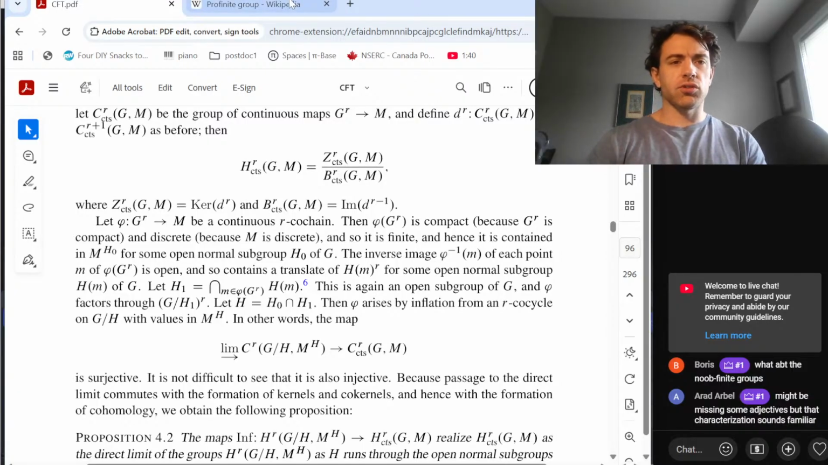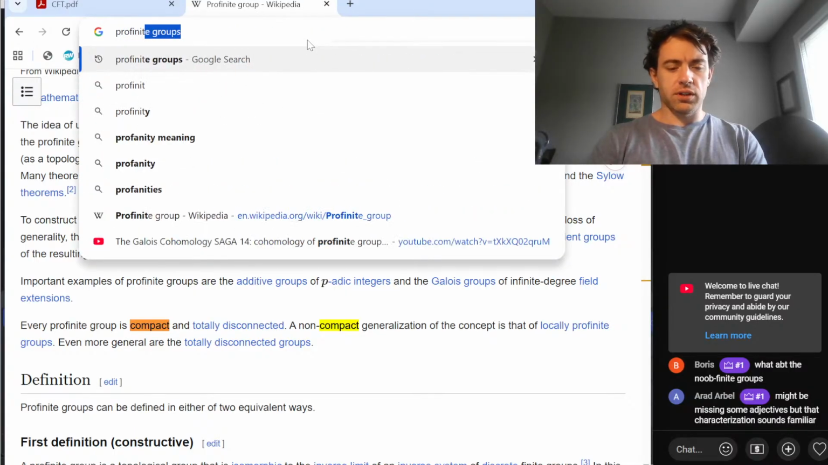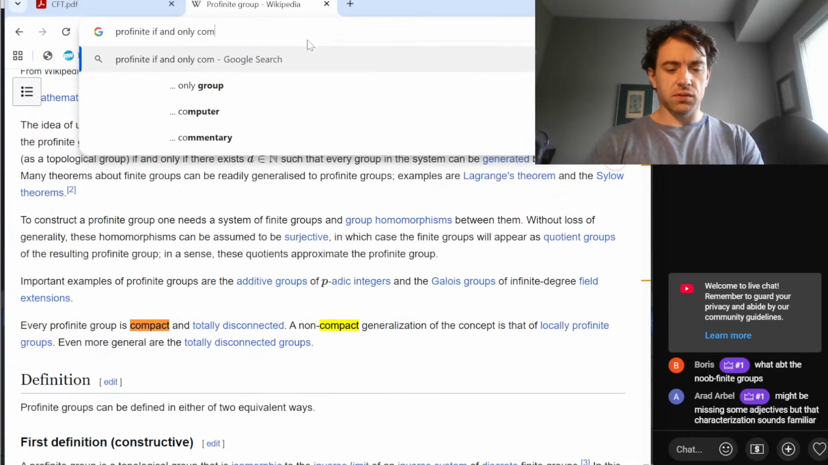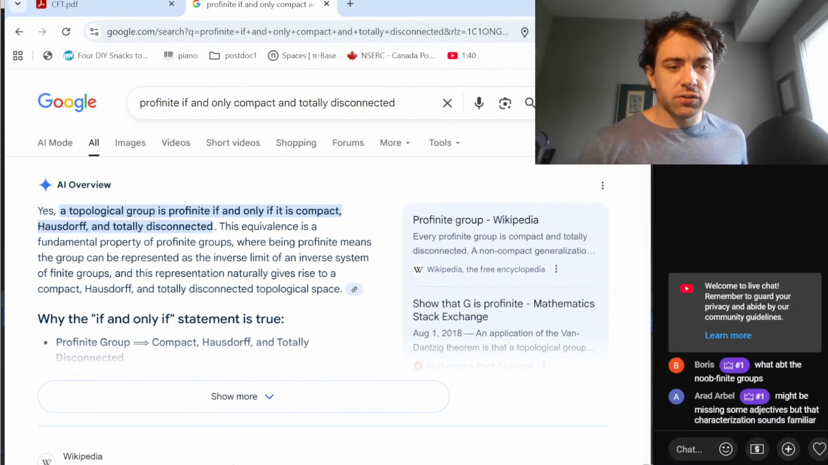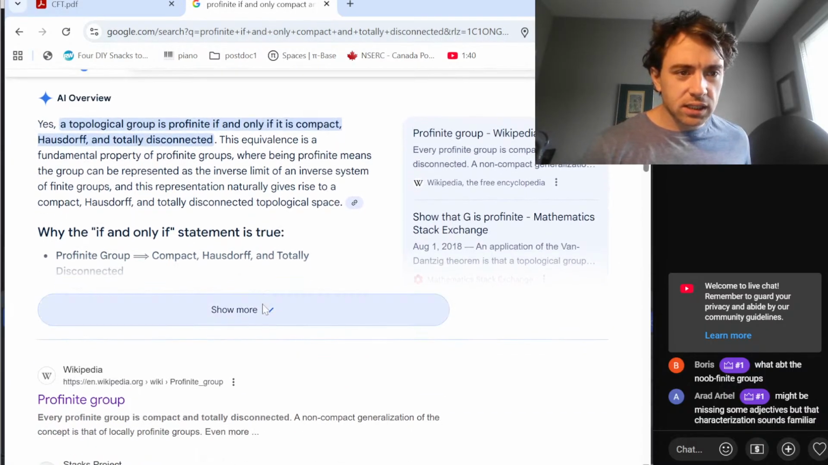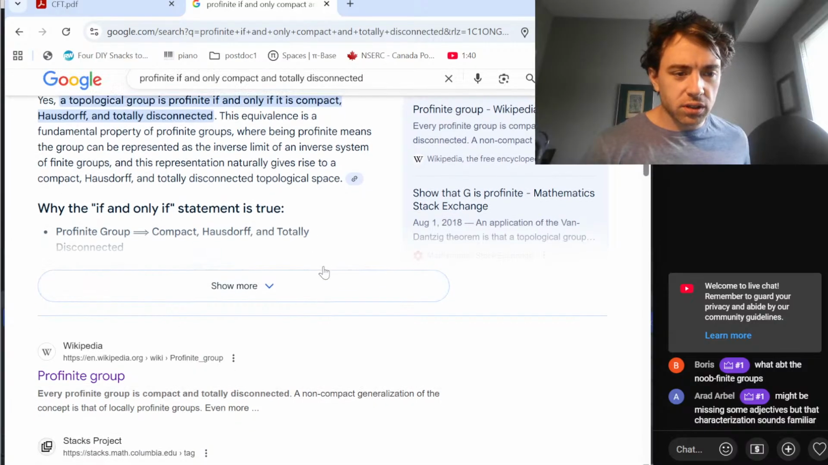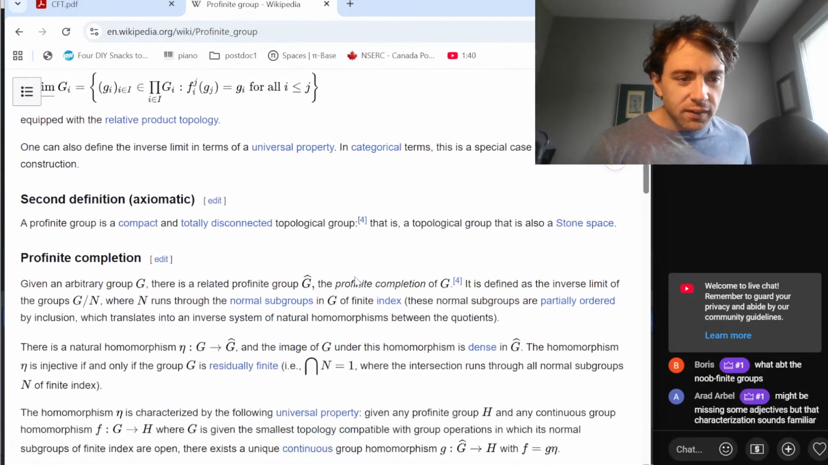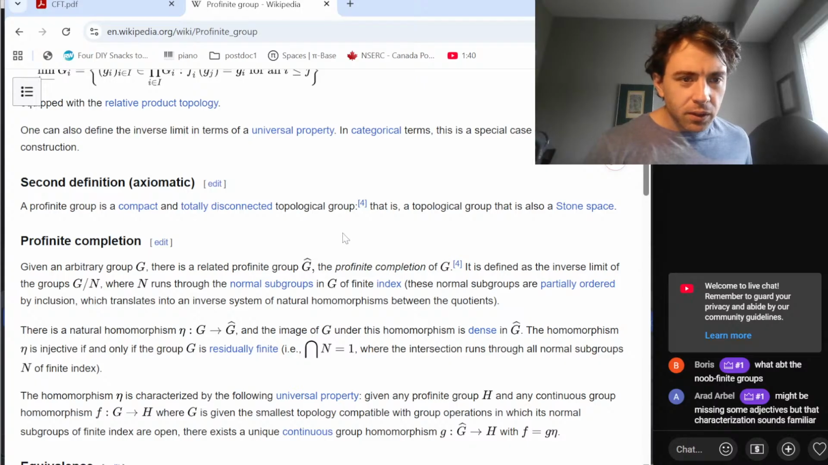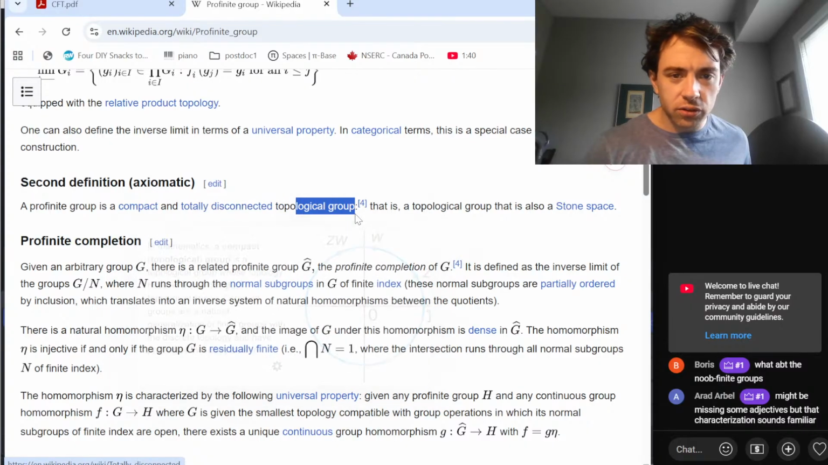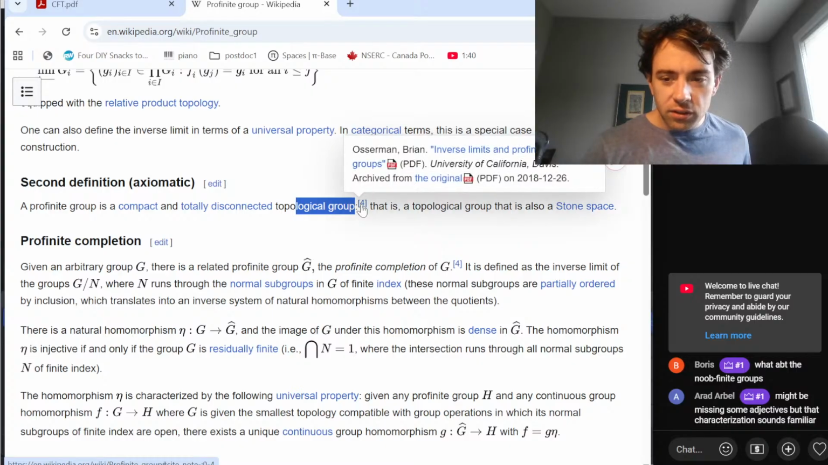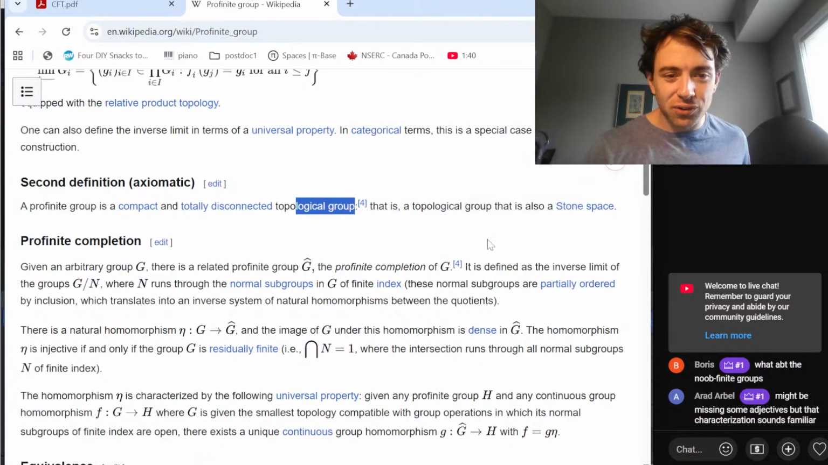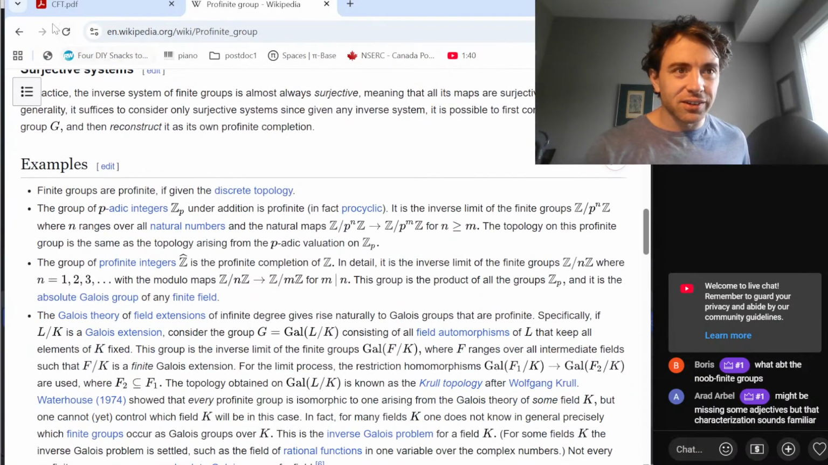Yeah. Let's just look it up. Profinite if and only if compact and totally disconnected. Totally disconnected from reality, am I right, baby? So AI says yes. Oh, it tosses in the word Hausdorff. Well, I was already on the Wikipedia page. I probably just looked here. This says compact and totally disconnected topological group, but does topological group secretly mean Hausdorff as well? Anywho.